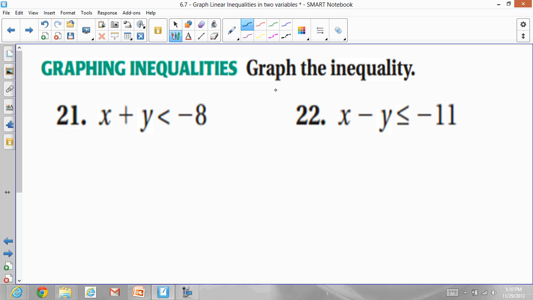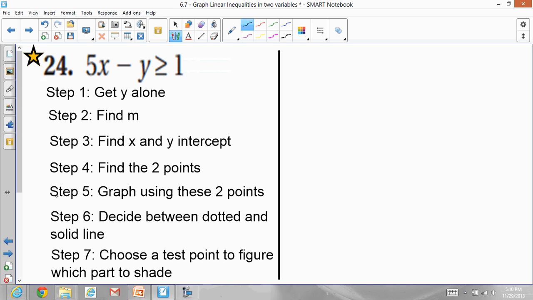Now focus on this question. They are asking you to graph the inequality. Question number 24 is what we need to do. Pause the video and copy down steps 1, 2, 3, 4, 5, 6, and 7. Copy down all the steps, and continue the video and let's start together.